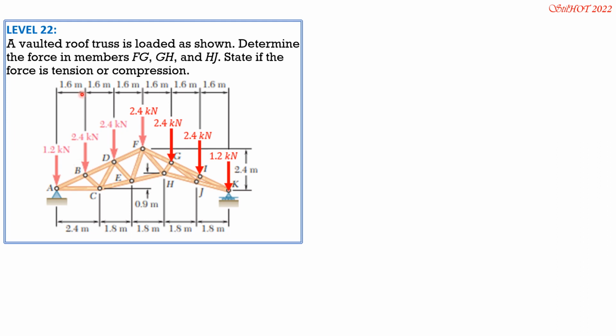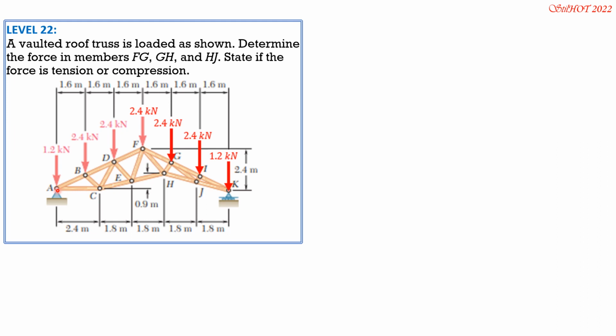If you look at the loadings, they are equally spaced and symmetrical. Therefore, the total load is 2.4 plus 2.4 plus 2.4, 2.4, 2.4, so 2.4 times 5 plus 1.2 plus 1.2. So that's 14.4 kilonewtons. Or 6 times 2.4 kilonewtons, divided by 2, so 3 times 2.4.